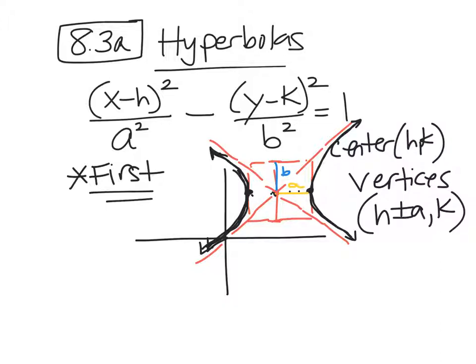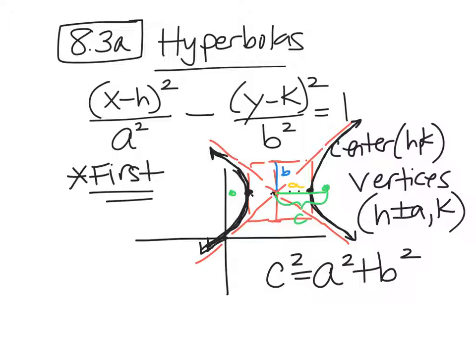That's a hyperbola. Now, there are foci. The foci are going to be inside the bowl. So your foci now go past your vertices. And the length of that is still c. Okay? And then the equation for the foci would be c squared equals a squared plus b squared. For an ellipse, it was minus, but for a hyperbola, it's plus.